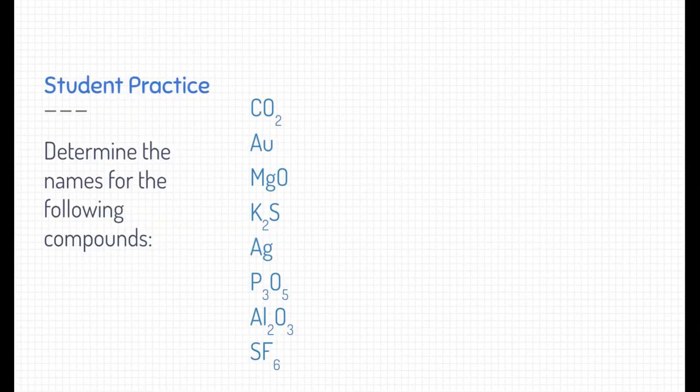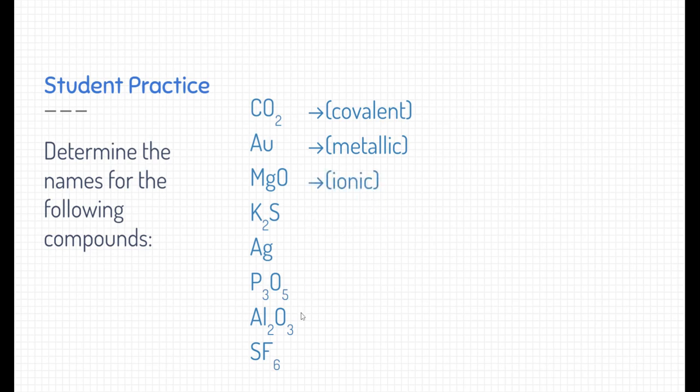Take a look at these compounds here. Now, remember, each compound has a different naming rule depending on if it's ionic, covalent, or metallic. So the very first thing we should do is recognize whether each is ionic, covalent, or metallic. The first one, CO2, is covalent because it's only made out of nonmetals. This one is just a single metal. It's silver, so this is just a metallic bond. MgO, this is a metal, magnesium, and oxygen, a nonmetal. So if I have a metal and a nonmetal, it's ionic. The rest of them, again, follow those rules. Potassium and sulfur, that's a metal and a nonmetal, it's ionic.